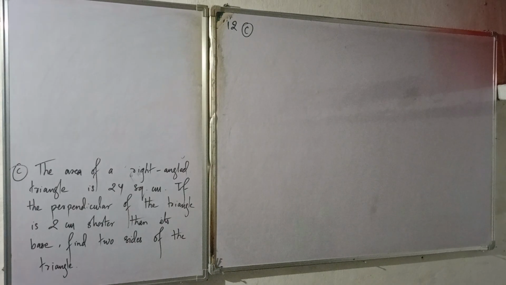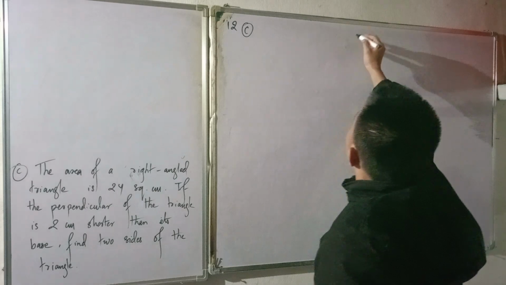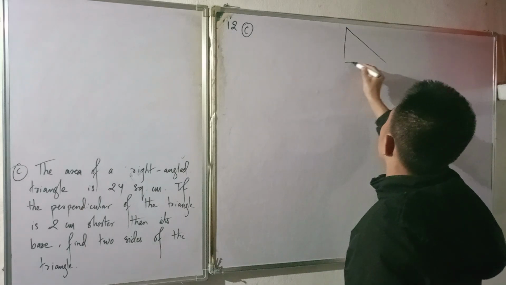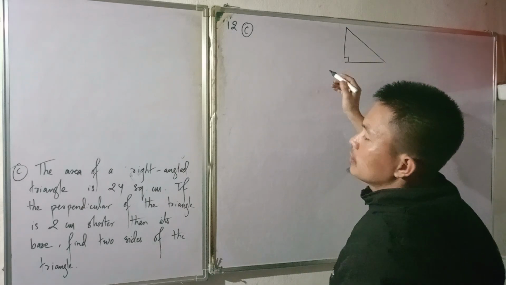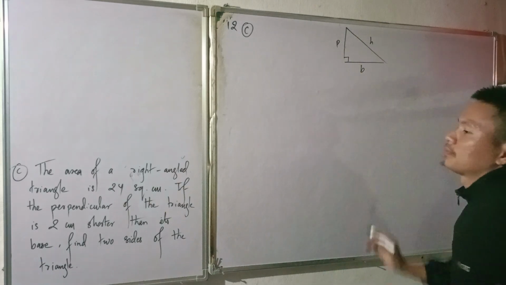Okay, now I'll read out the questions for you. In number C, the area of a right angle triangle is 24 square centimeters. We have been given the area. In the case of a right angle triangle, you know how to find the area: the area of a right angle triangle will be 1 by 2 times perpendicular into base. So consider the right angle triangle here. This will be the base, this will be the perpendicular, and this will be the hypotenuse.